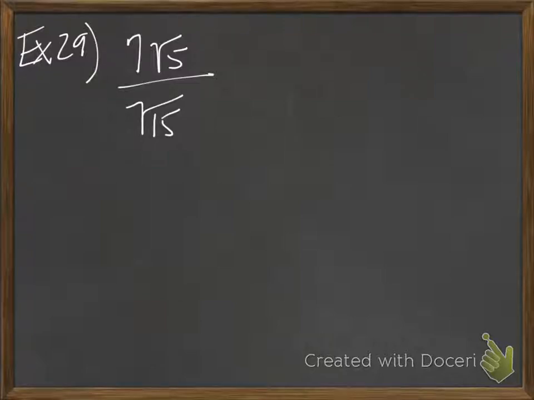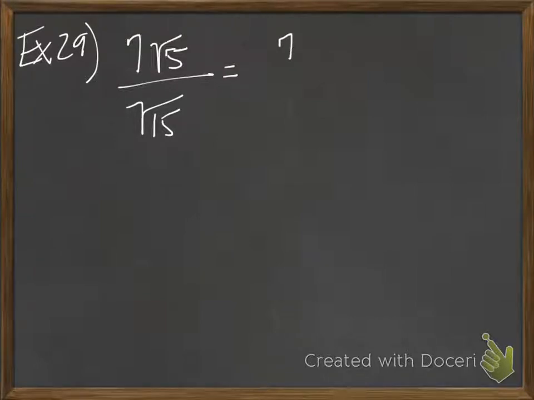Example 29. 7 square root of 5 divided by the square root of 15. All right, before you get rid of the square root of 15, in this problem I have a square root in the top and a square root in the bottom, and 5 will go into 15. So go ahead and divide first if it's possible.